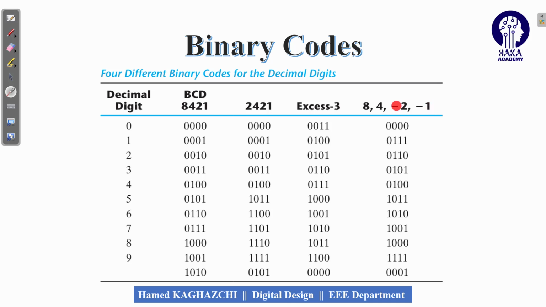Another code is this code with these weights, -1, -2, 4, and 8. Again, like the 1, 2, 4, 2, we can produce the numbers using these weights. For example, if I want to produce the 1, I make the -1, 1, -2, 1, and 4, 1, and 8, 0, and I can produce the 1. Why? Because -1 plus -2 is -3, plus 4 is 1. So it means that 0, 1, 1, 1 is equal to 1 in this binary code. All of the other codes can be written in this form that I have explained.